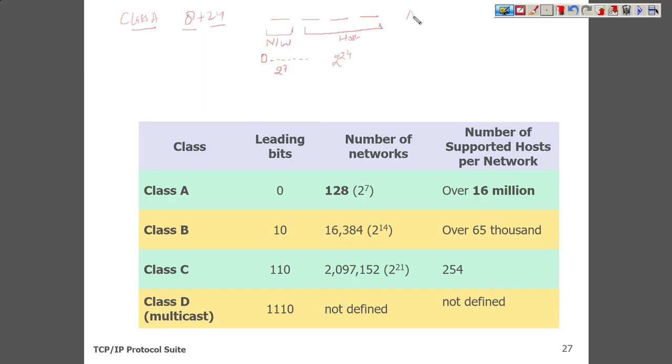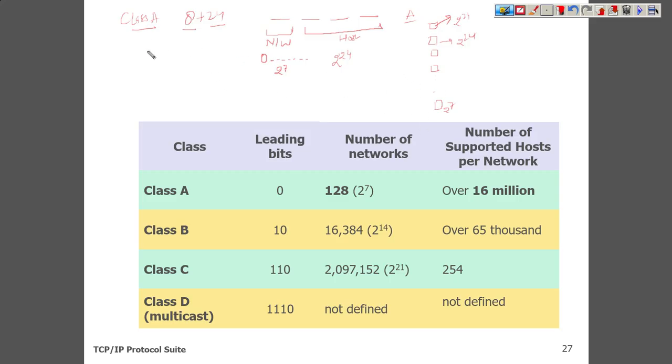So if we talk of class A, we have first network, second network, third network, fourth network, up to 2 power 7th network, and the number of IPs in each network will be 2 power 24, 2 power 24, and so on.